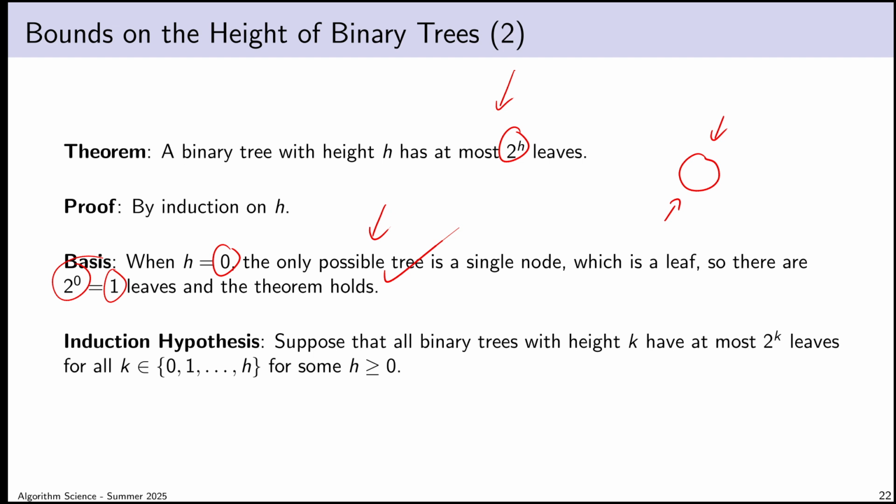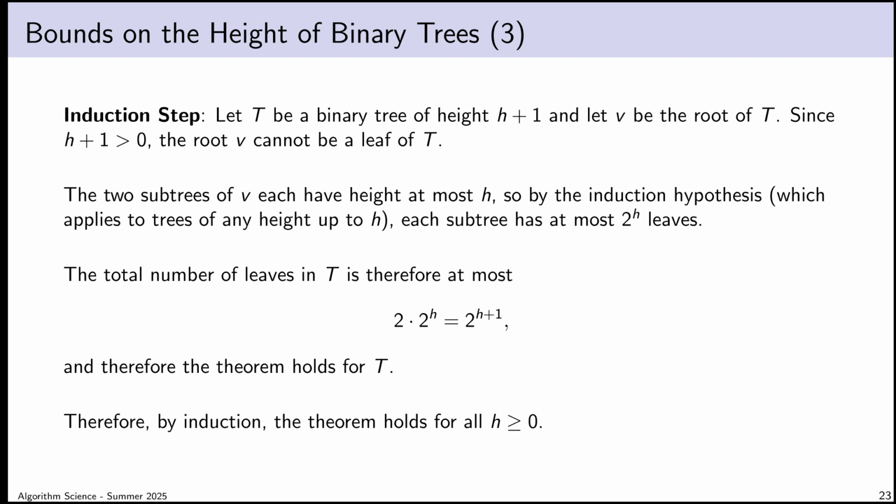For the hypothesis, suppose that all binary trees with height k have at most 2 to the k leaves for every value k in this range, up to some value h greater than or equal to 0. So it is a stronger hypothesis. I'm not sure if I actually need that here, but it is easier, and in general, stating it isn't that difficult, and so if the proof needs it, it's good just to state the stronger hypothesis. Oh yeah, no, I guess I do need a stronger hypothesis because of this situation.